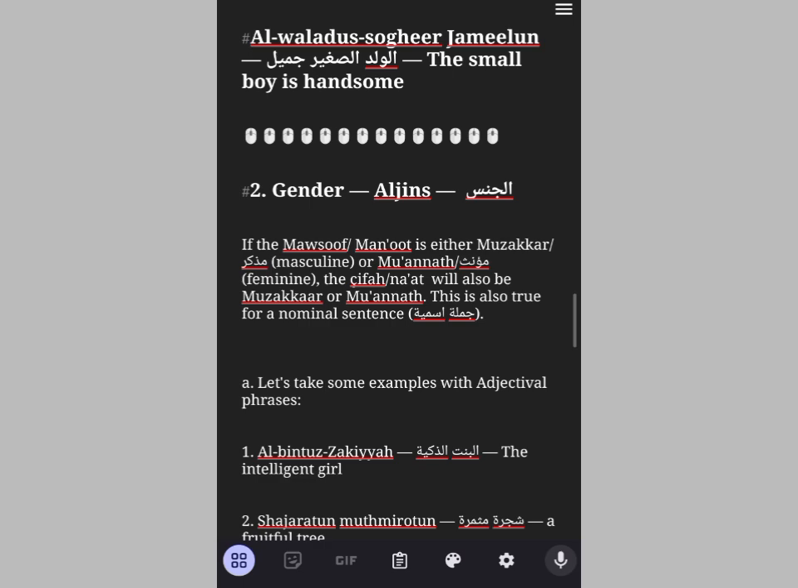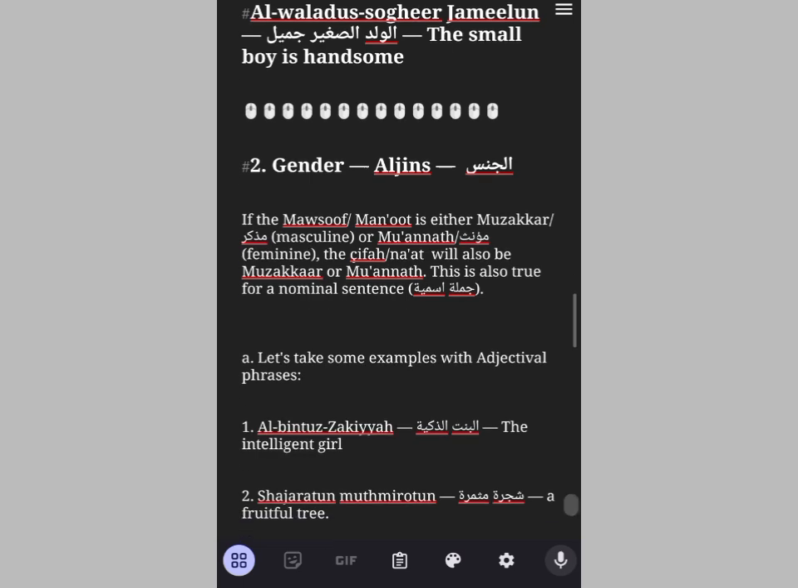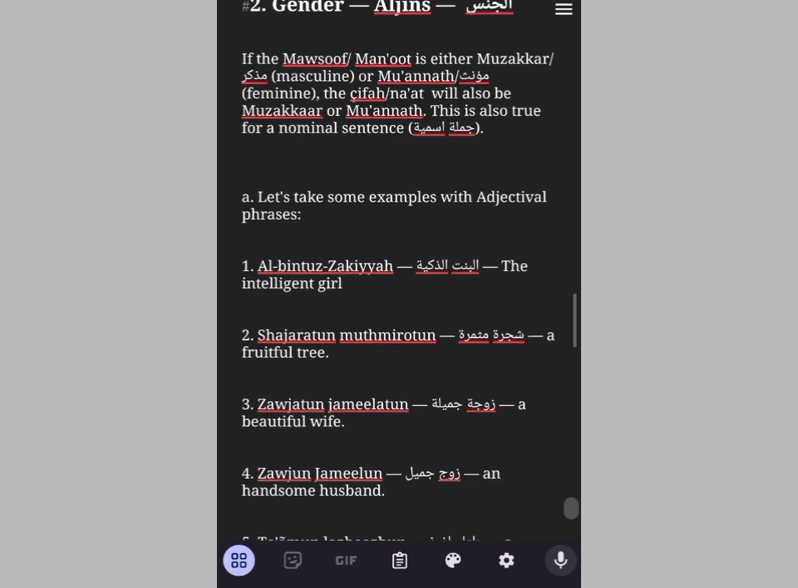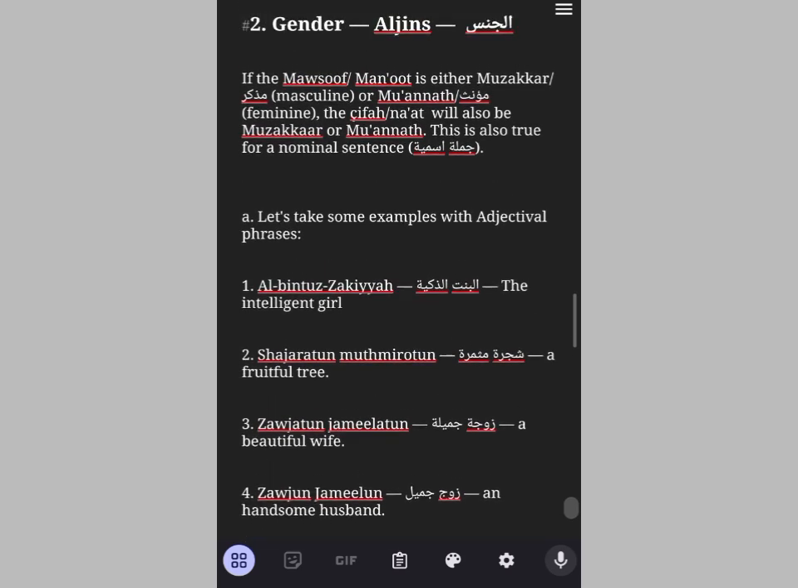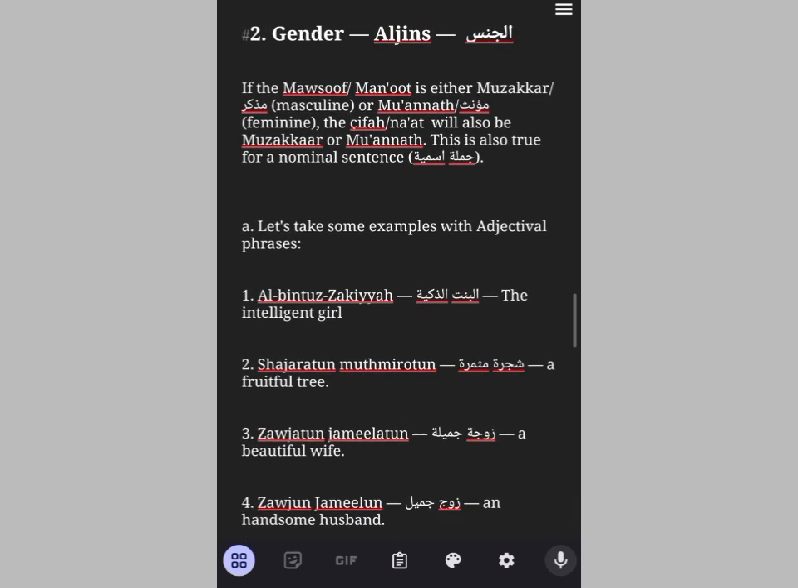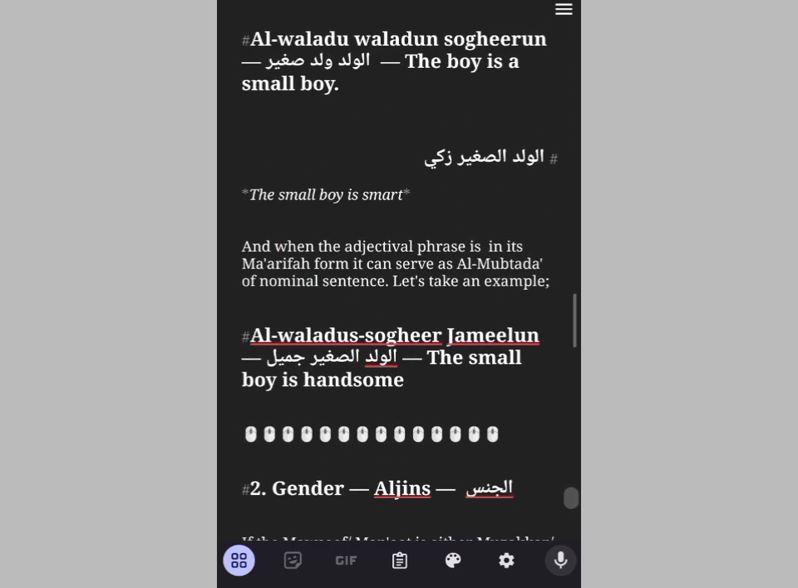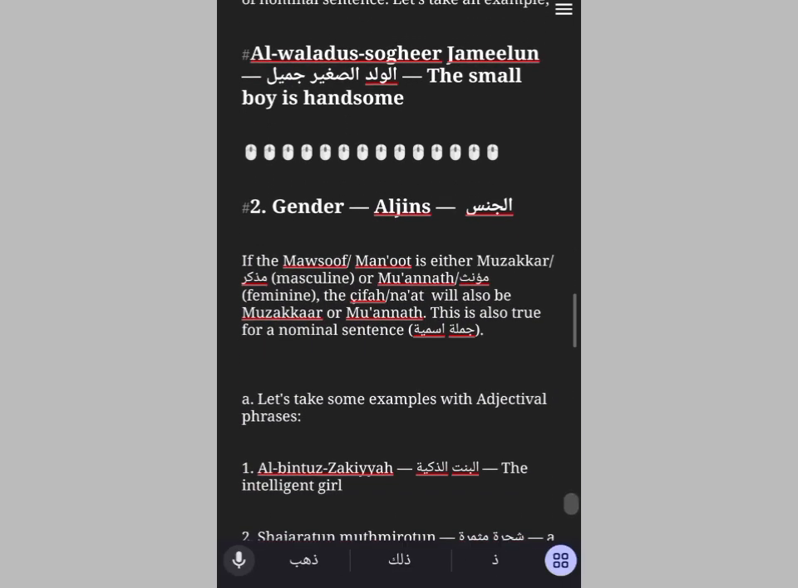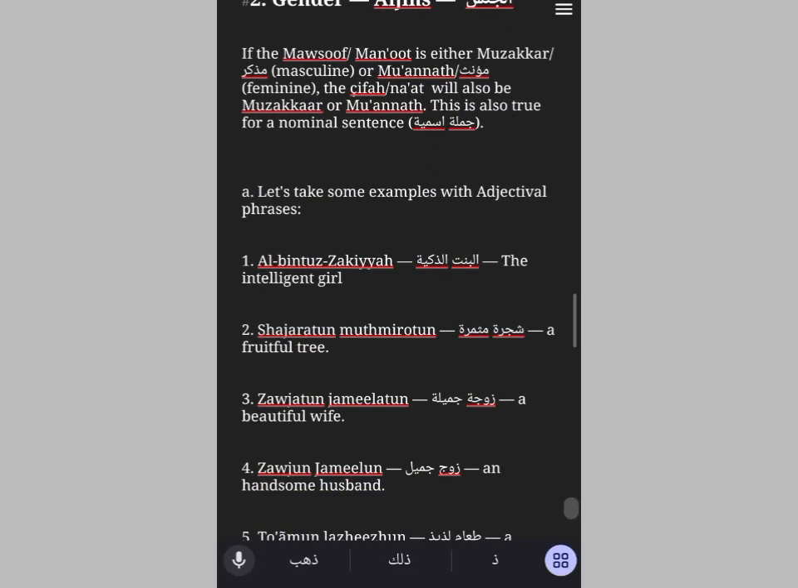Now let's take some examples with the adjectival phrase. We have al-bintu dhakiyatun. Okay, that's gender. Al-bint is feminine. Then you have to say al-dhakiyya. Sorry, this has to be dhakiyya. Dhakiyun, now so al-bint al-dhakiyya. Okay, the smart girl or the intelligent girl.